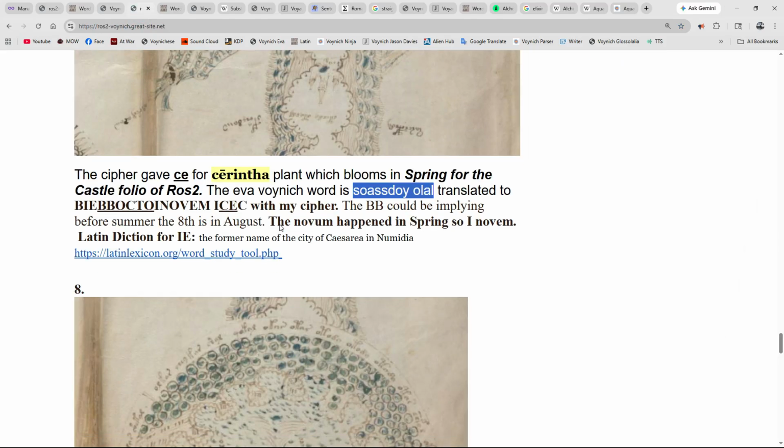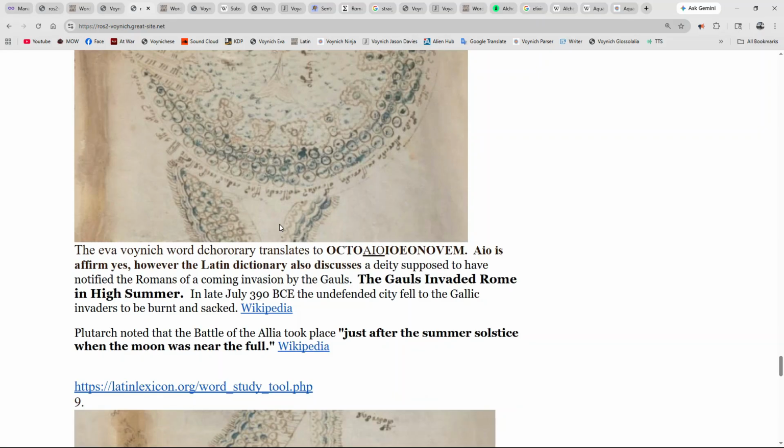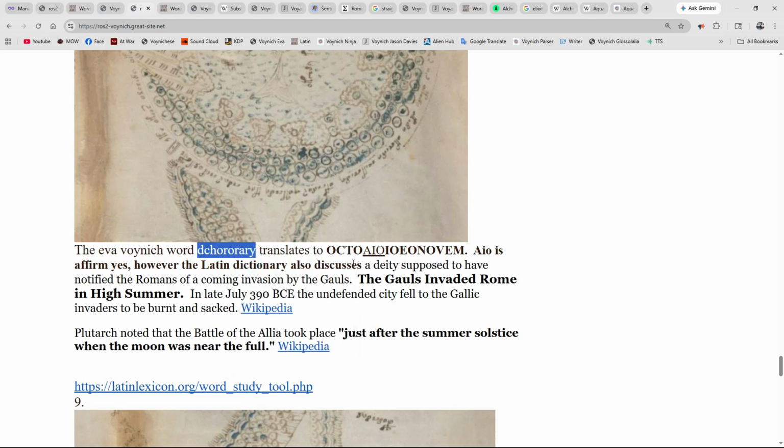Back to Ros2. So now we're moving on to summer. The Voynich word, let's get that, translates to octo, io, eo novum.